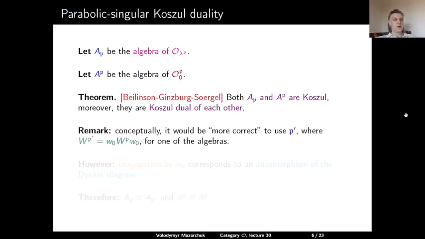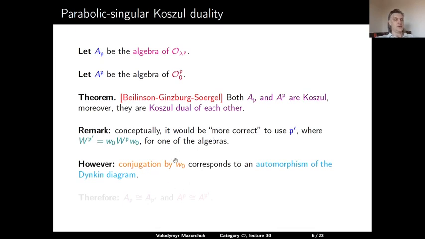Remark: conceptually, it would be more correct to use p prime for one of these algebras, where p prime is a parabolic category defined such that W_p prime is the conjugation of W_p by w0.